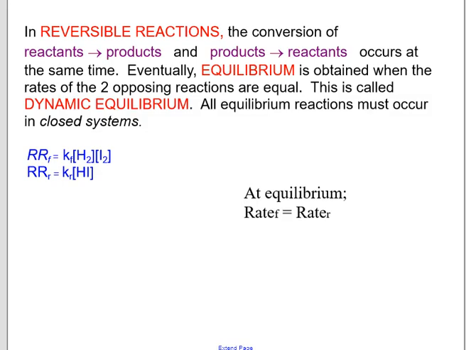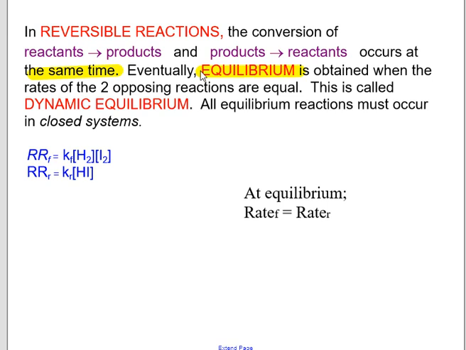So in this reaction, which is reversible, and this only happens if reactions are capable of going in both directions, the conversion of reactants to products and products to reactants is going to happen at the same time. Because this is happening at the same time, we can get an equilibrium.